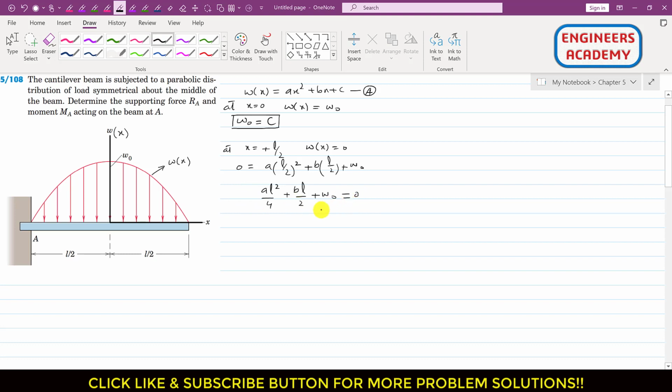So now if I multiply this whole equation with 4, we will write that this is a L square plus 4 into b L divided by 2, which is 2 b L, plus 4 omega naught, and this is equal to 0. So let's say this is equation 1.